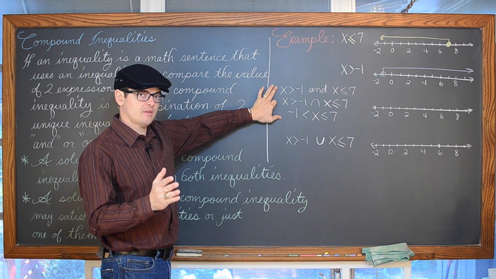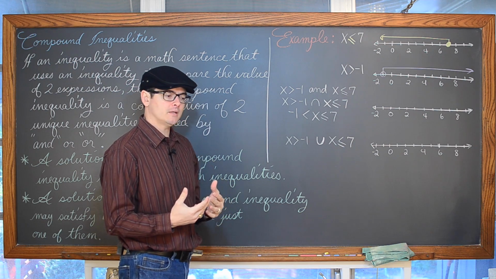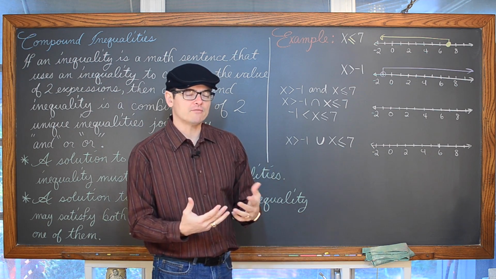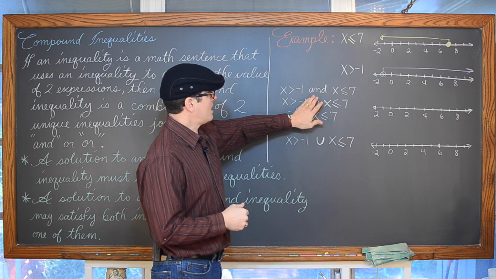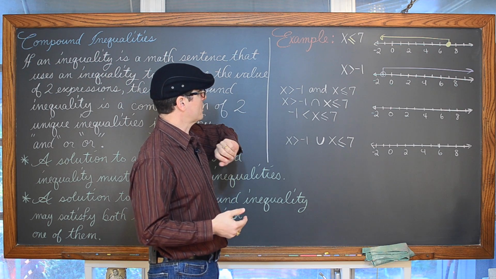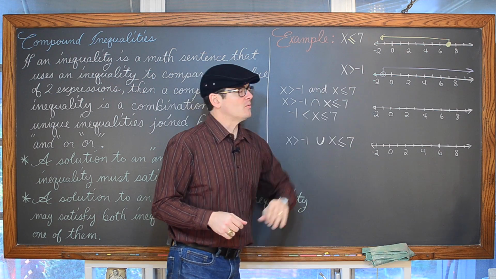Well, here we've got three examples. They all say the same thing. I want to basically make a number line graph that represents the solutions to a compound inequality joined by the word and. So here's one unique inequality: x is greater than -1, and x is less than or equal to 7.